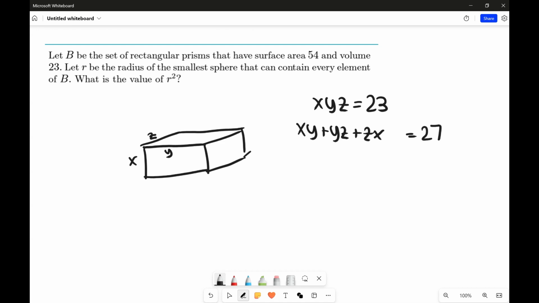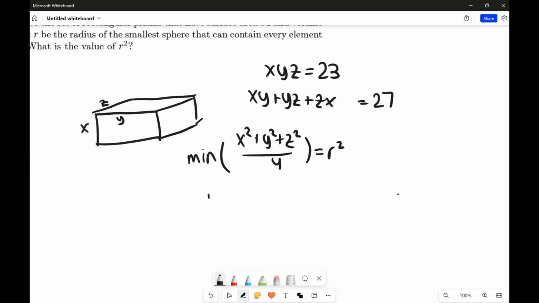And we want to minimize the value of (x squared plus y squared plus z squared) over 4. So the minimum value of this is equal to r squared. And after a bit of rearranging, we end up getting the minimum of x squared plus y squared plus z squared is equal to 4r squared. The reason why I'm dividing this by 4 is because we want half of the length of the diagonal. And the length of the diagonal is the square root of x squared plus y squared plus z squared. So half of it squared is this divided by 4.